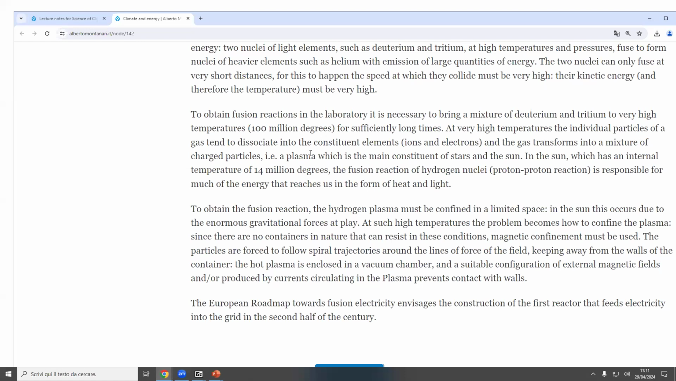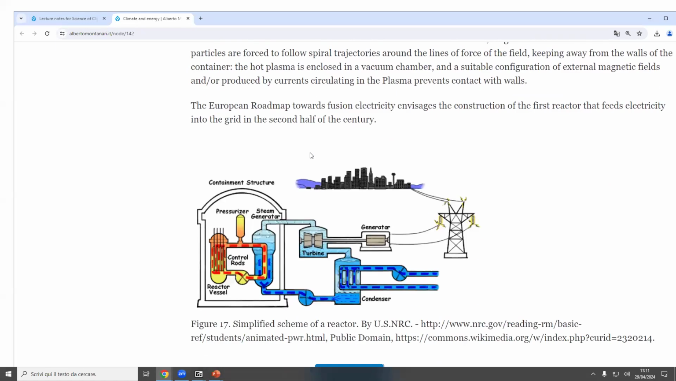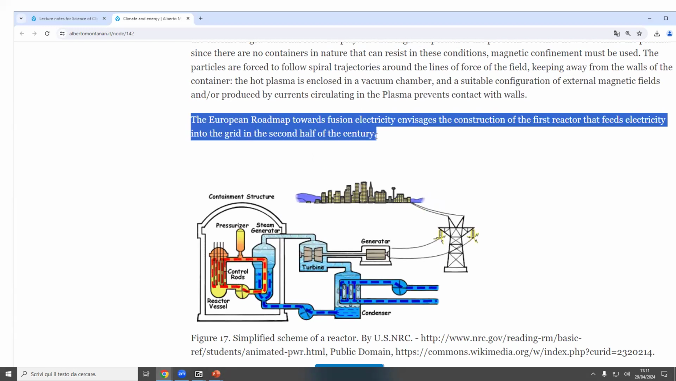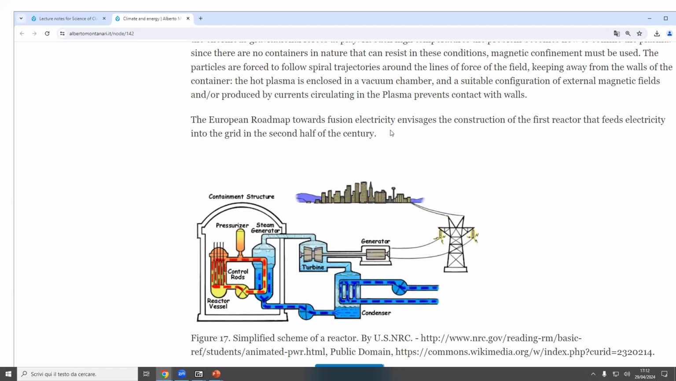Now, the European roadmap towards fusion electricity, as you can read here, envisages the construction of the first reactor that feeds electricity into the grid in the second half of the century. So there is the prediction that by 30 years or so from now, we could be able to generate nuclear electricity through fusion. So what is the moral of the whole story?